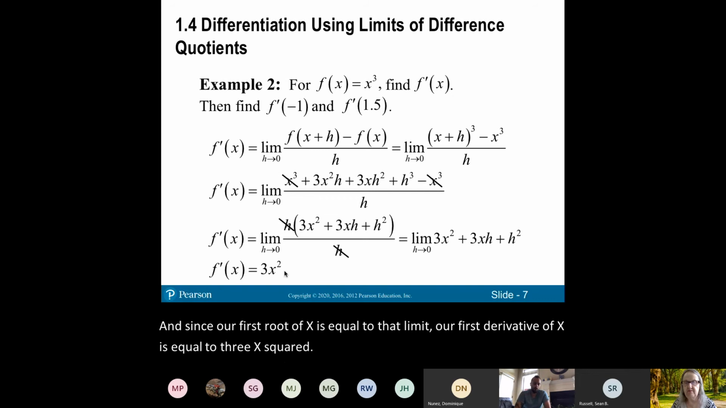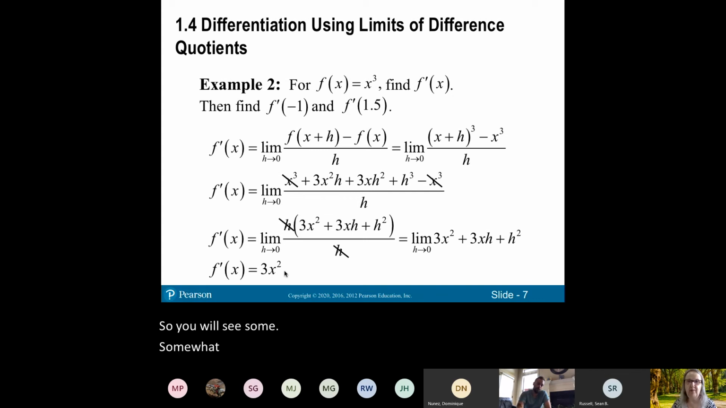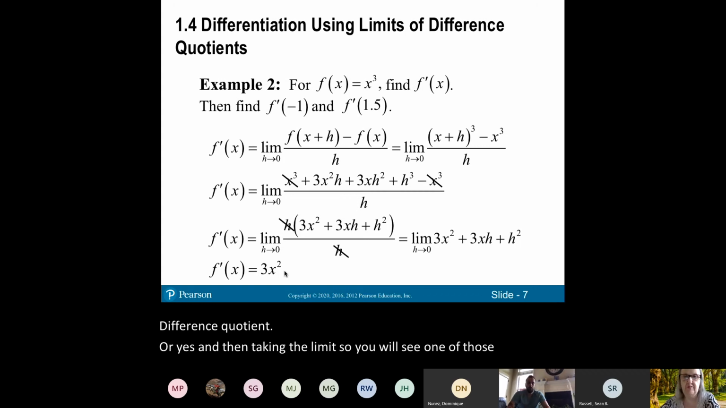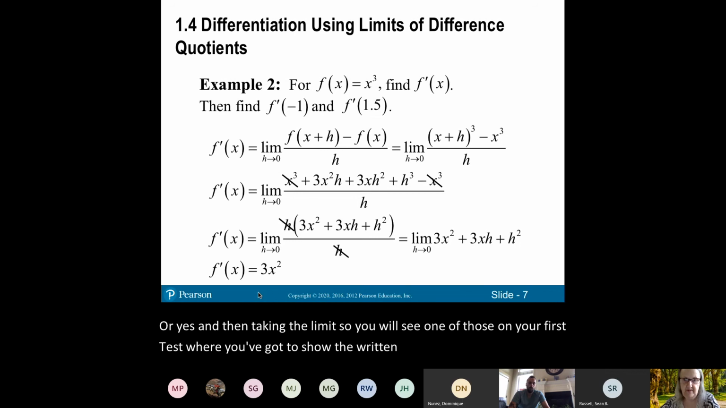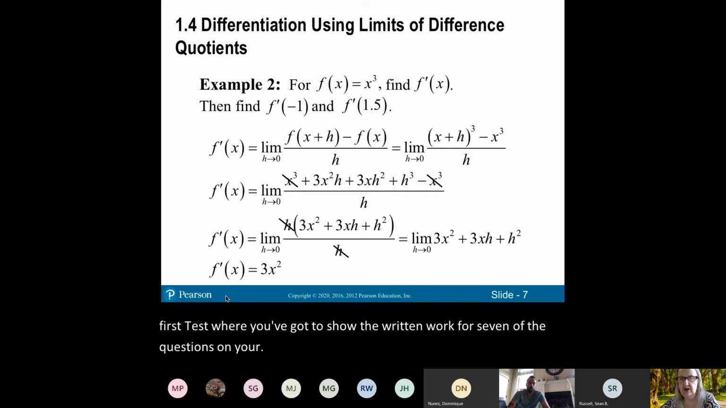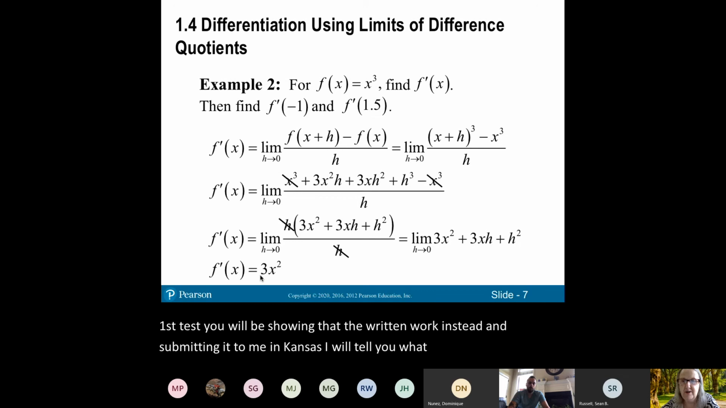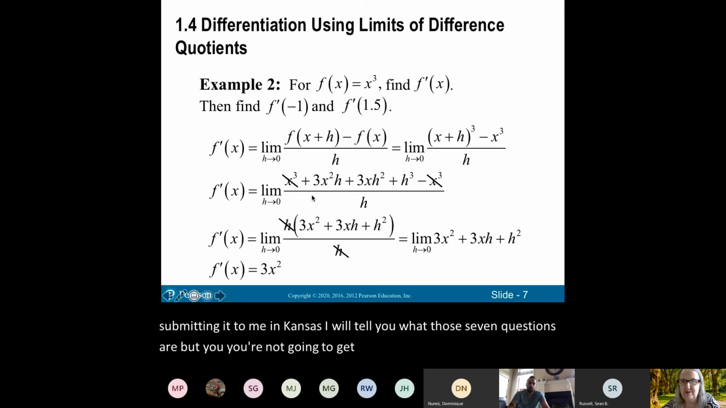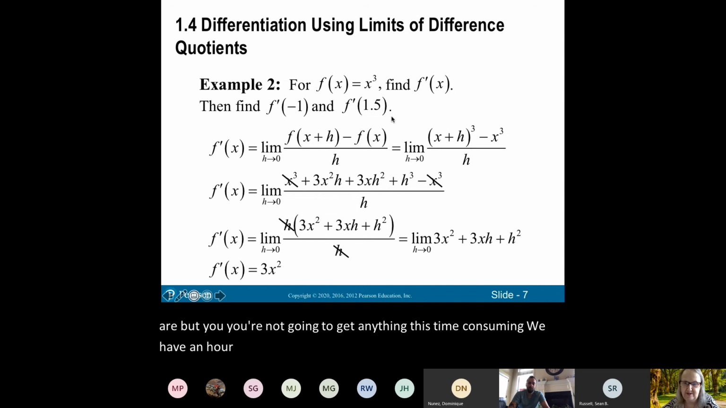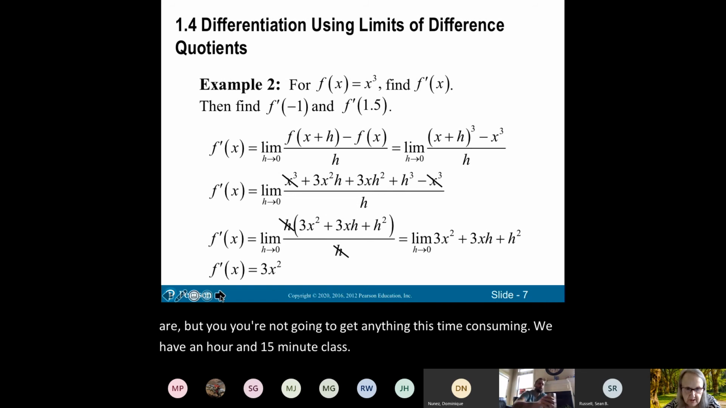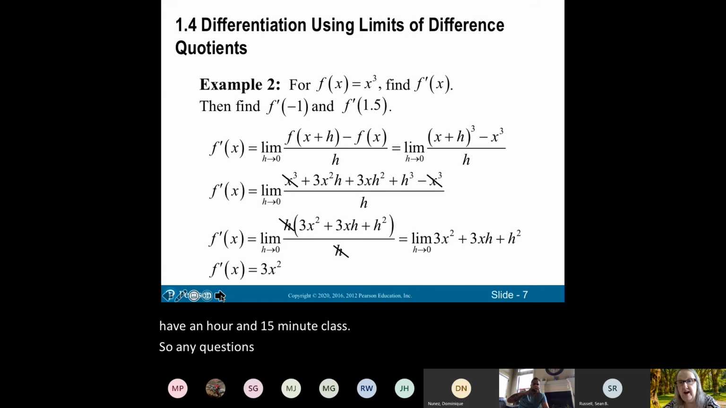So you will see some somewhat challenging homework problems on finding the difference quotient and then taking the limit. You will see one of those on your first test where you've got to show the written work. For 7 of the questions on your first test, you will be showing the written work and submitting it to me in Canvas. I will tell you what those 7 questions are, but you're not going to get anything too time consuming. We have an hour and 15-minute class. So any questions before we move on here?